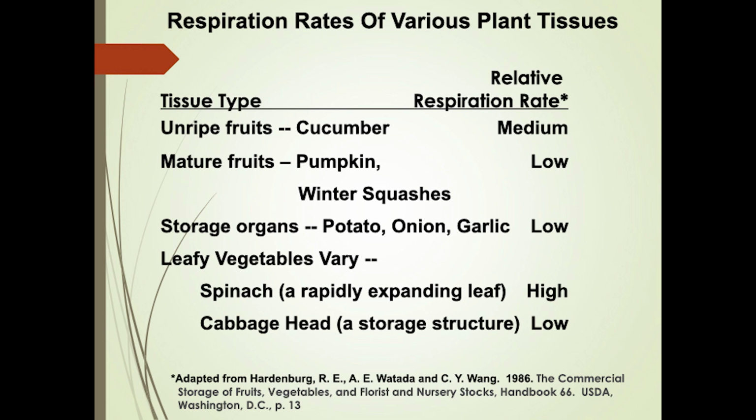The respiration rate of a leafy vegetable varies depending on the growth stage when harvested. Spinach, for instance, is often picked as a rapidly expanding leaf and has a high respiration rate. In contrast, a cabbage head, which is a storage structure, has leaves which are more mature, and the respiration rate of this structure is usually low.